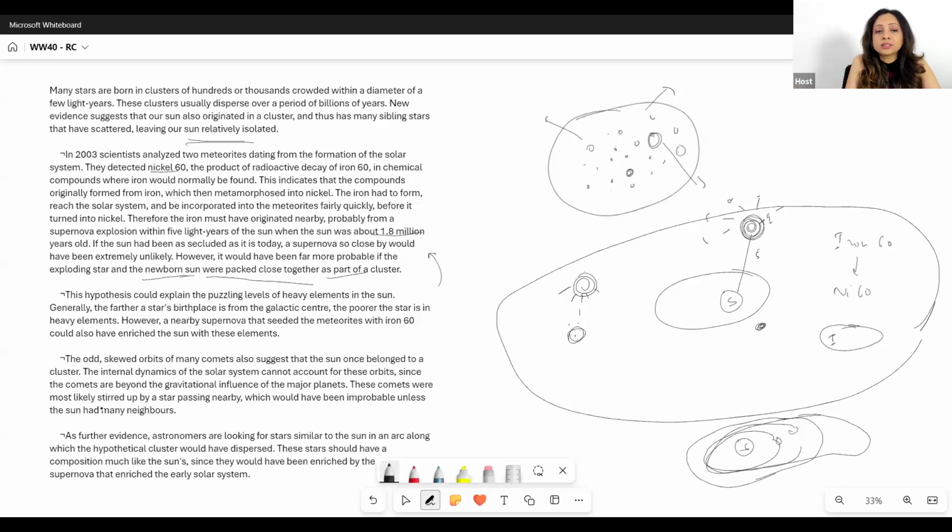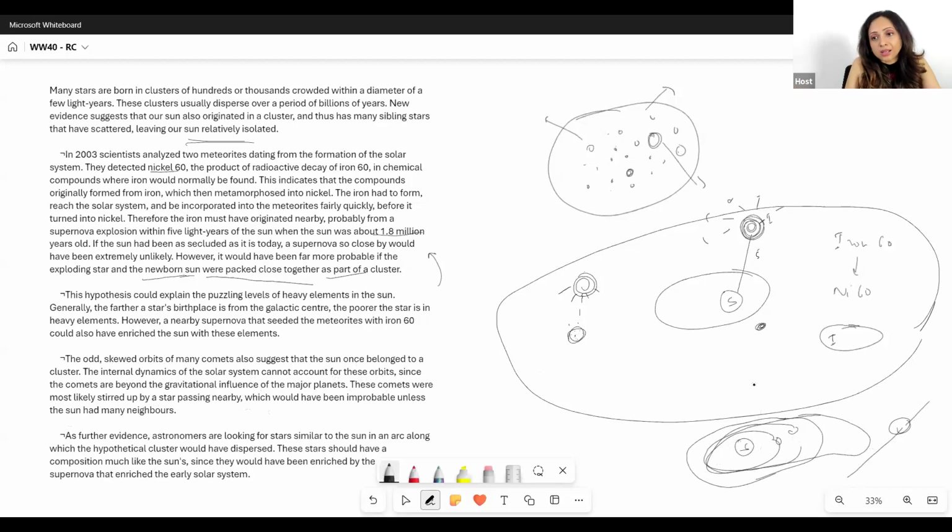These comets were most likely stirred up by a star passing nearby, which would have been improbable unless the sun had many neighbors. So they think the planets are not the ones responsible for the paths that the comets follow. So then perhaps there was a star. For example, maybe a star passed by from here, right? And then that is why the comet moved closer, right?